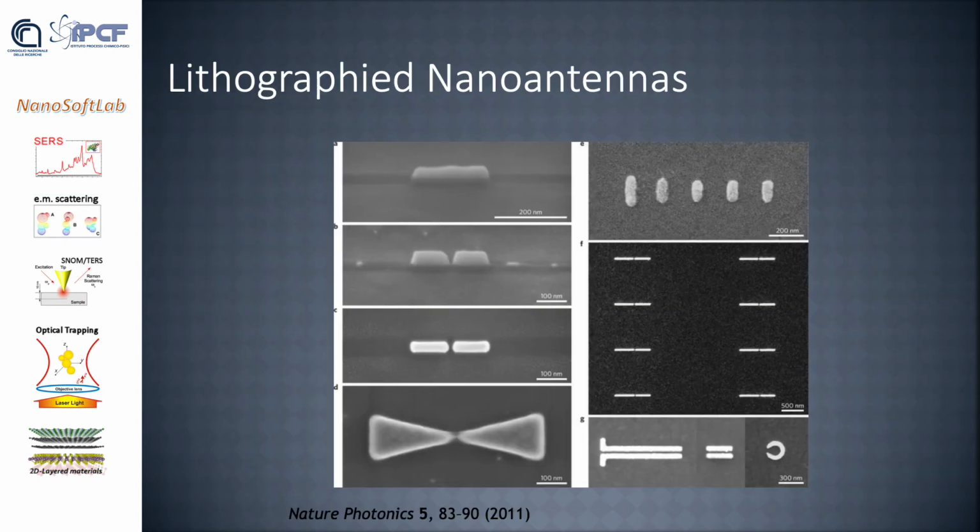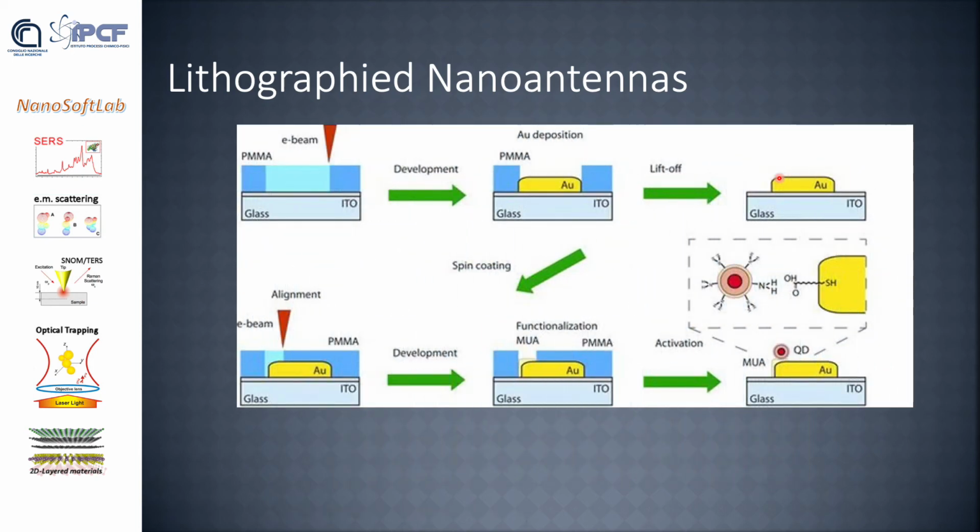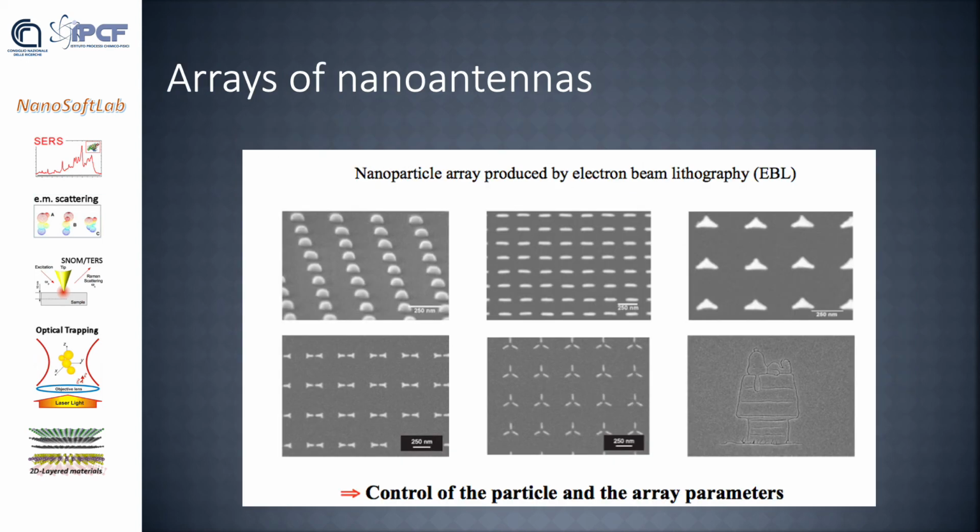SERS substrates can be made by top-down or bottom-up approaches. Here I show some lithographed nanoantennas made of gold, silver, and they can be made of copper also. The typical method is electron beam lithography, in which an electron beam is used to write into a photoresist, and then after etching techniques and subsequent optical electronic writing procedures, it is possible to grow metallic nanostructures on flat surfaces. Nanoantennas are typically produced into arrays in order to maximize the signal and the reproducibility of the sample.